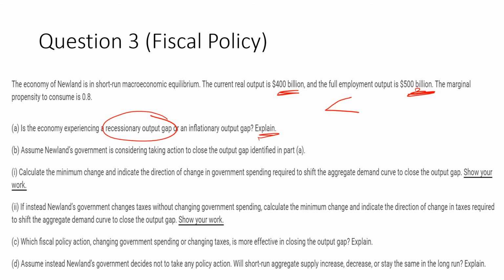Okay, the next thing we got to talk about here, we're going to just keep this ball rolling. Assume Newland's government is considering taking action to close the output gap identified in Part A. First thing you want to do is calculate the minimum change and indicate the direction of change in government spending required to shift the aggregate demand curve to close the output gap. Then, if Newland's government changes taxes without changing government spending, calculate the minimum change and indicate the direction of change in taxes required to shift the aggregate demand curve to close the output gap. And for both of these, we really need to show our work, so keep that in mind.